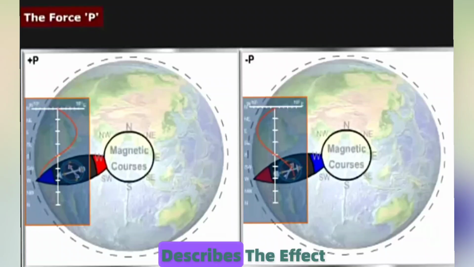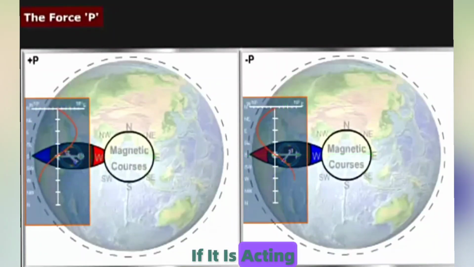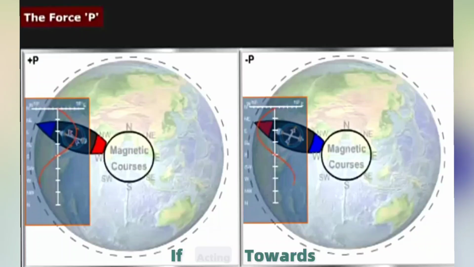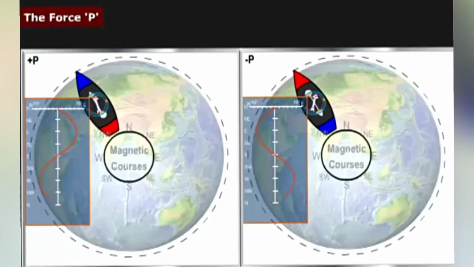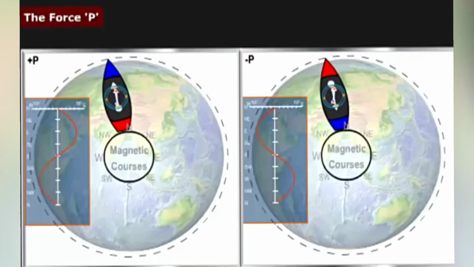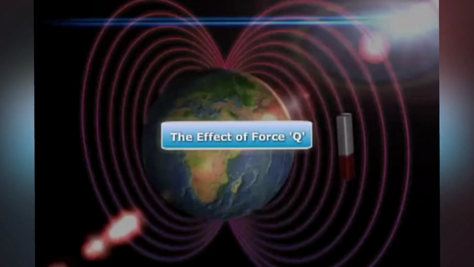The illustration describes the effect of the force P. It is positive force if it is acting towards the bow, and negative if acting towards the stern. As shown in the animation, the deflection of the compass needle varies as the sign of the magnetic course.